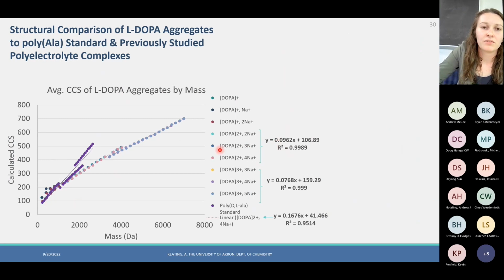And then I looked at all of the oligomers, or aggregates, that we saw, and here we have the polyalanine calibration right here, and then these are the L-DOPA aggregates. If we look at the slope, or the change in CCS relative to the mass, for the polyalanine, it's about 0.16. However, for the doubly and triply charged L-DOPA aggregates, it's about half, or a little less than half, of that change, indicating a significantly more compact shape than the polyalanine linear polymers.